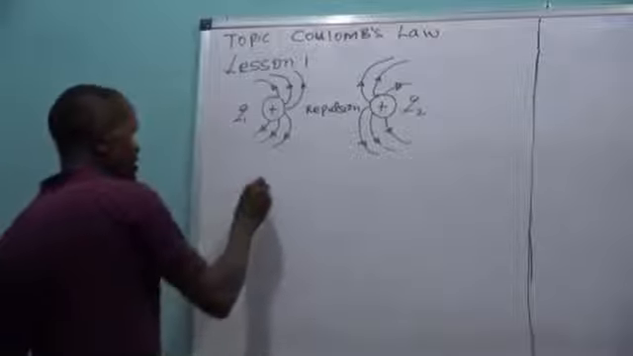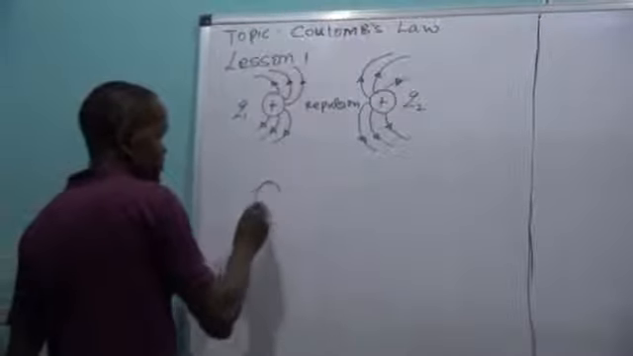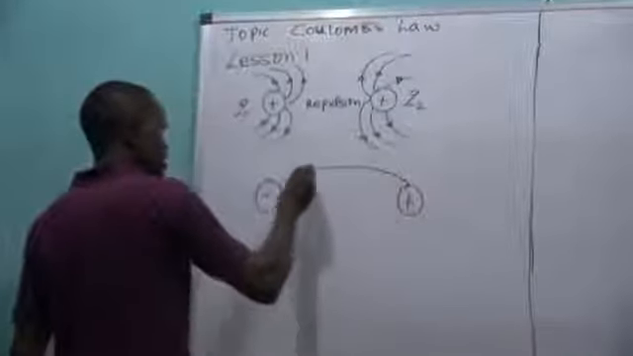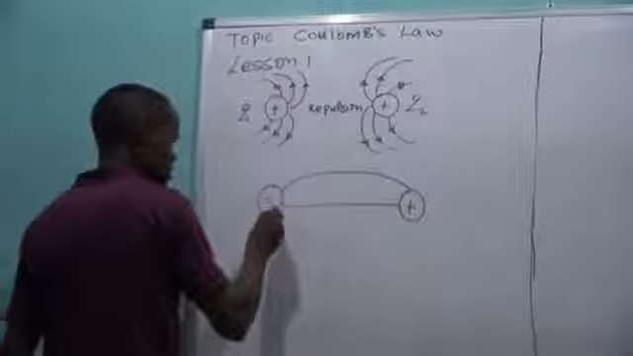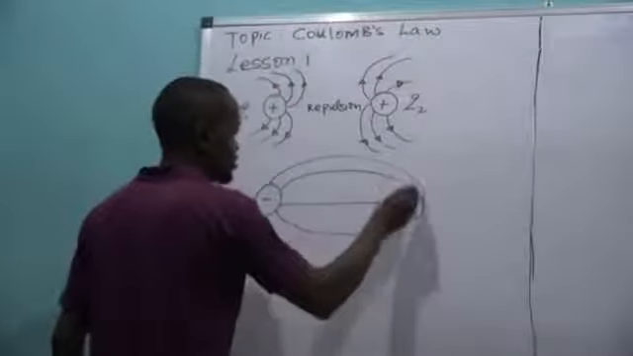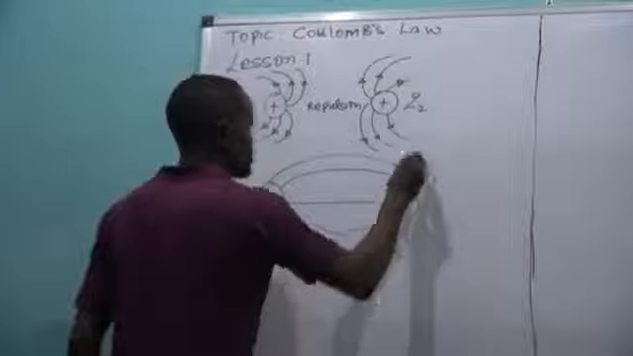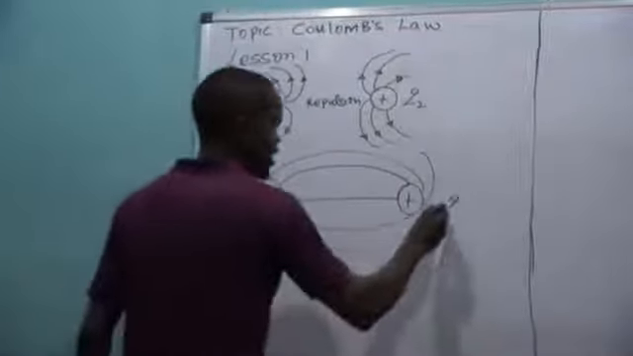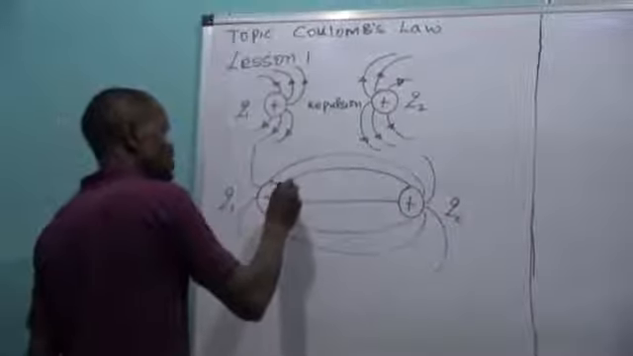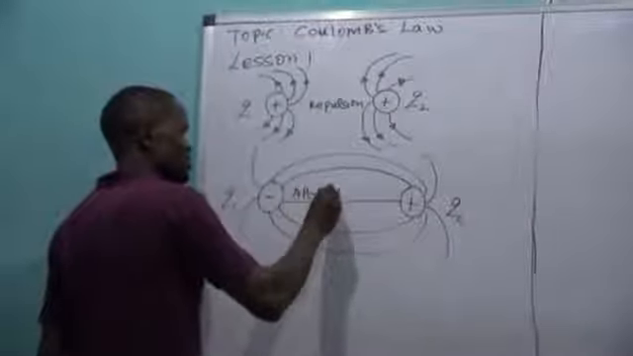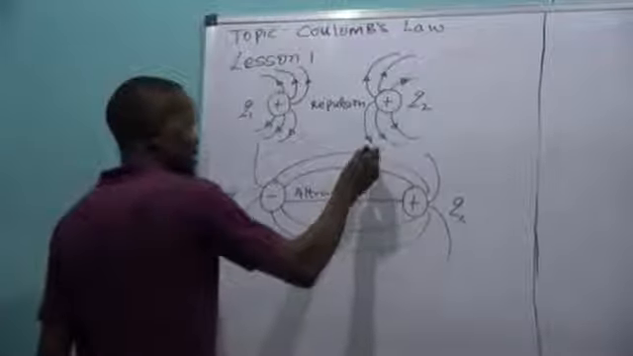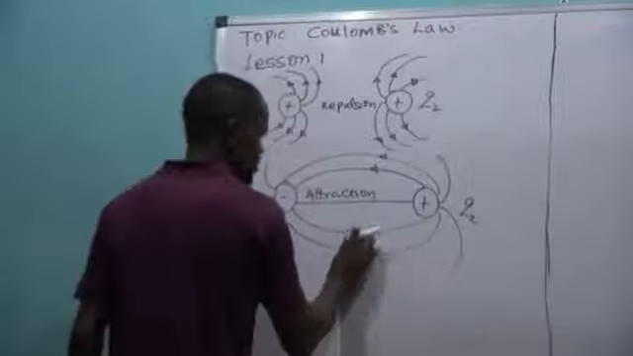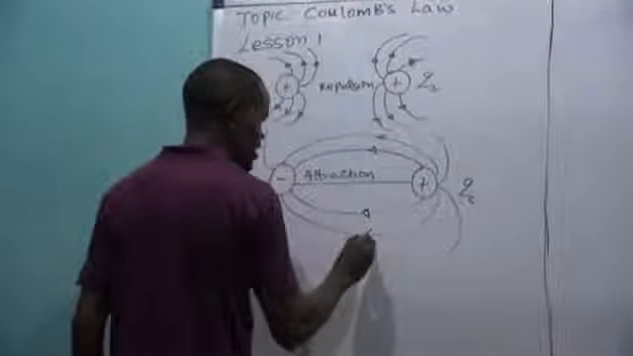Then, assuming that I have this negative, and I have this positive, what you see is attraction. This is attraction. This is charge 1. This is charge 2. And this is what we call attraction. And this is the direction of the field, the line of field, from positive to negative. That's the direction.